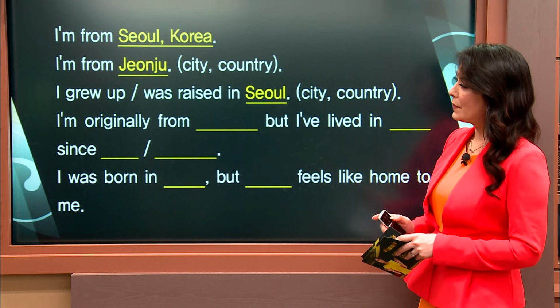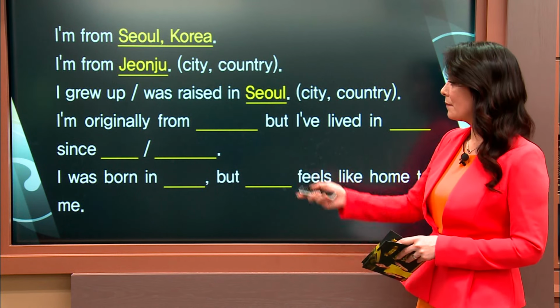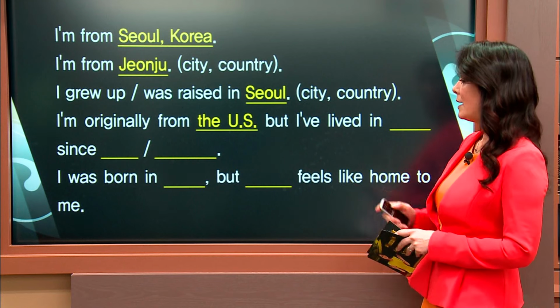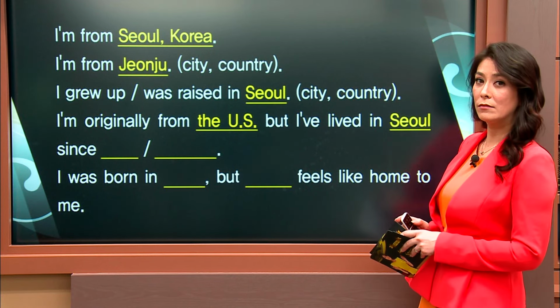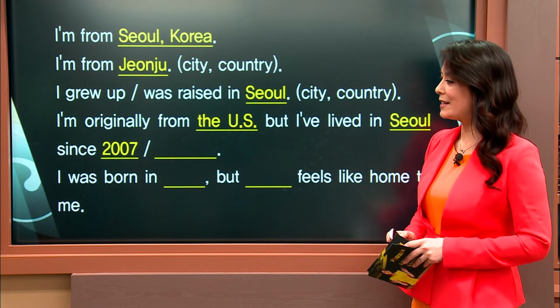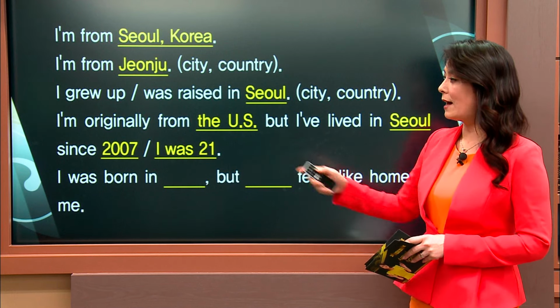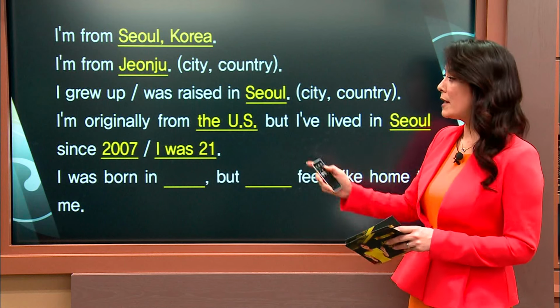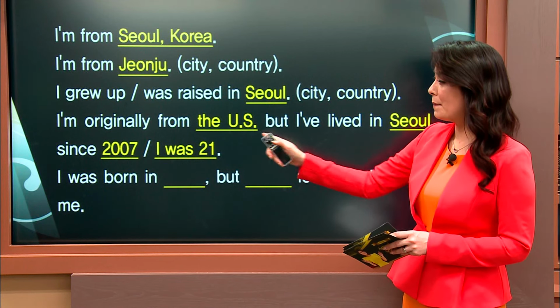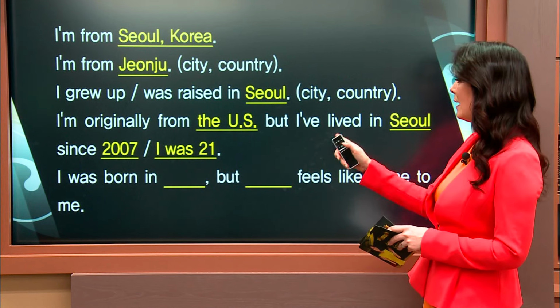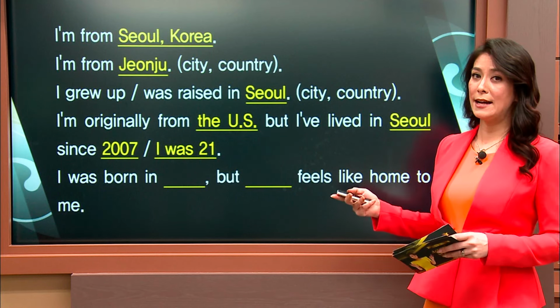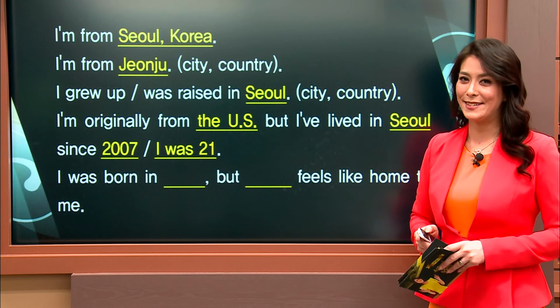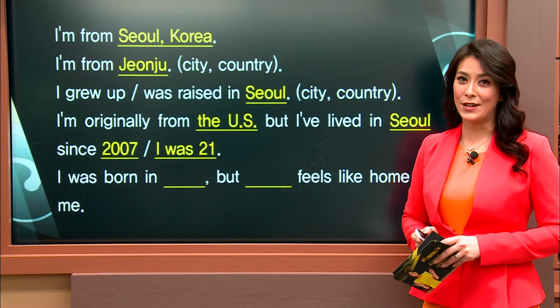And what about this one? I'm originally from the US, but I've lived in Seoul since 2007 or since I was 21. So you can mention where you were born, meaning I'm originally from the US, but I've lived in Seoul for a long time. Since 2007 or since a certain age.